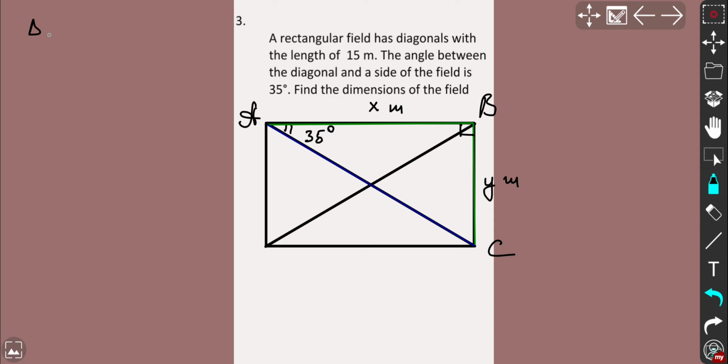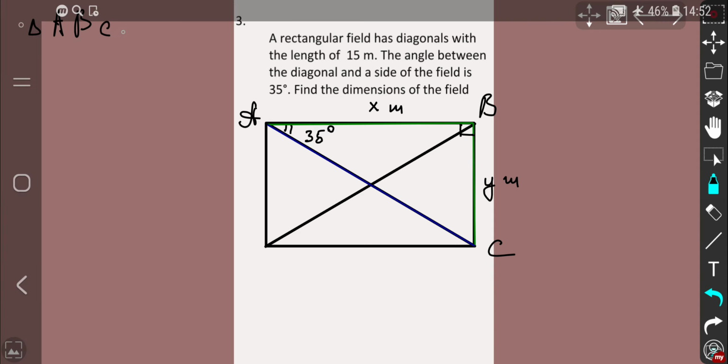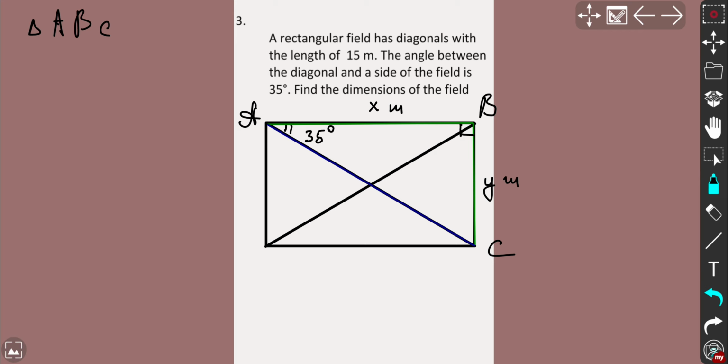So we can consider triangle ABC, from where we can find out both x and y. So the 15 meters stands for AC, the hypotenuse. Relative to that angle, x is the adjacent side and y is the opposite side. So we use trigonometric ratios for the right angle triangle.